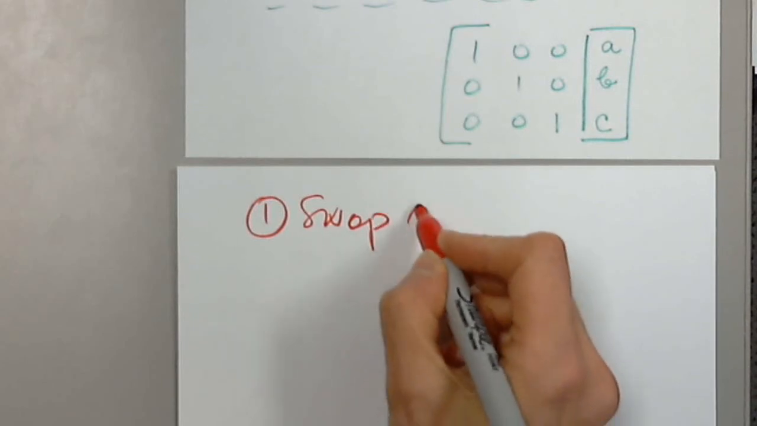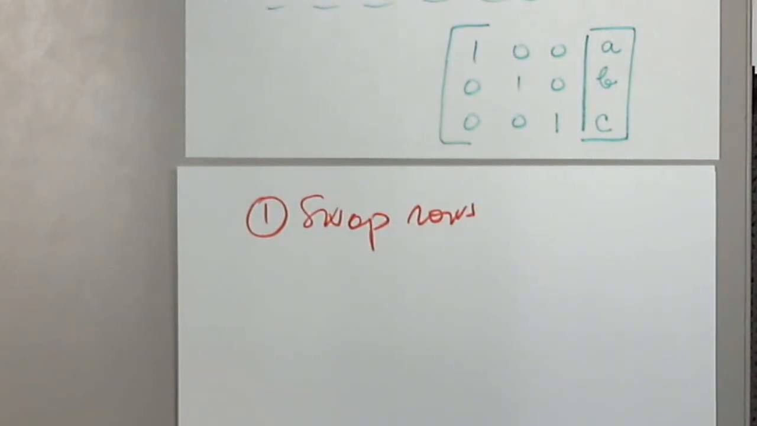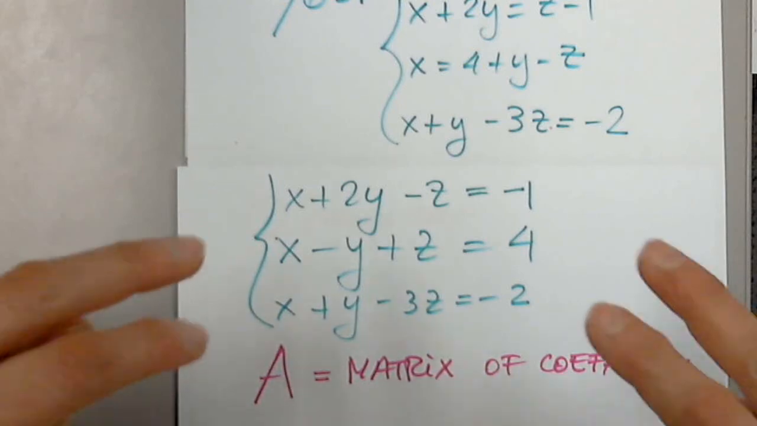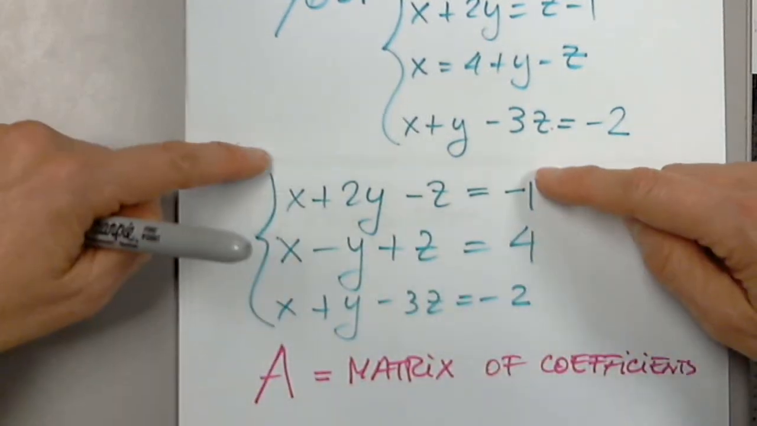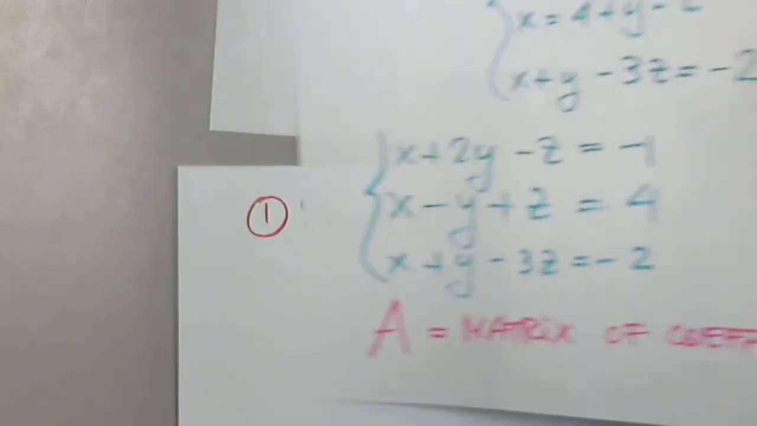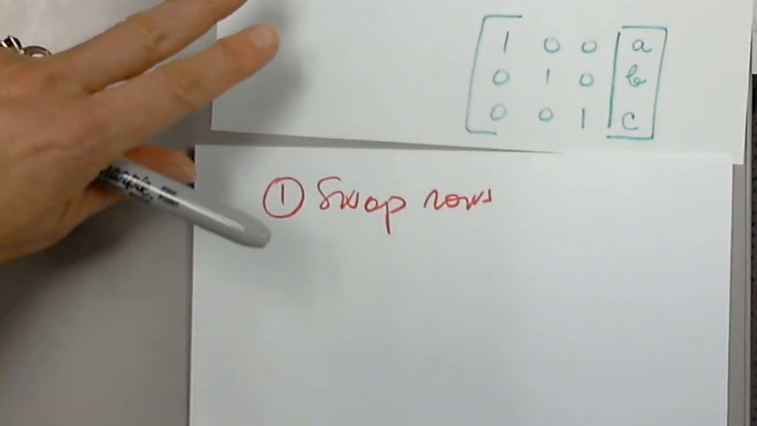Swap rows. What does that mean? Here's a question. If in this system I consider this one the first row and this one the second row, will I change the solution of the system? No. So I'm allowed to do that if I need to.